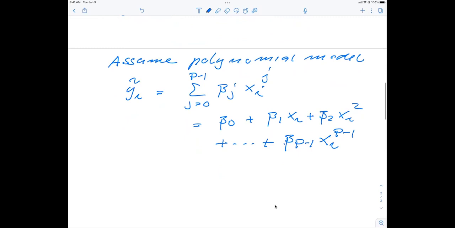And P is normally less than or equal to the total number of data points. I'm going to call every polynomial degree a feature or property. This is pretty common in the literature. And I'm going to rewrite what you see here as a matrix inversion problem to find the parameters beta. And that's the standard ordinary least squares.